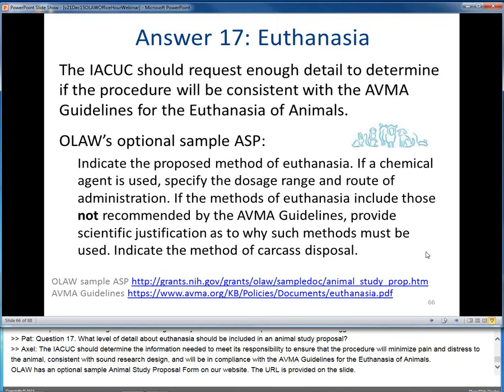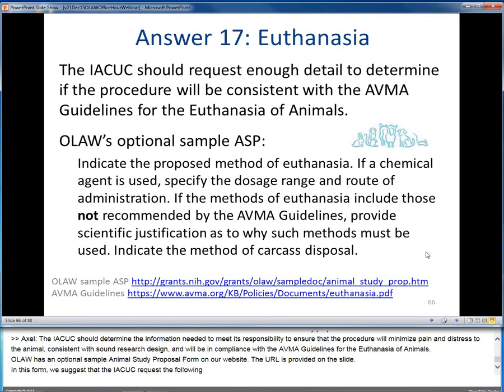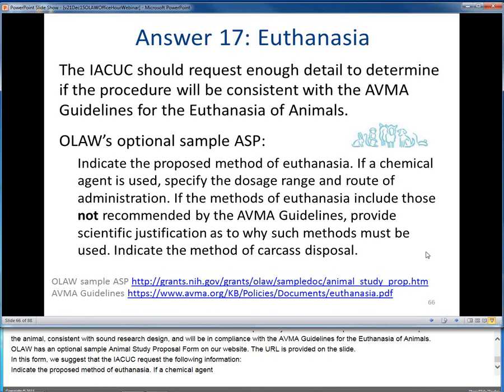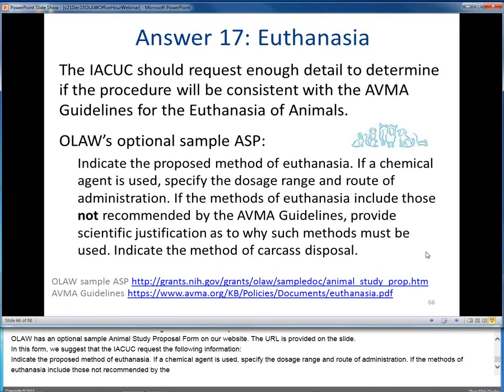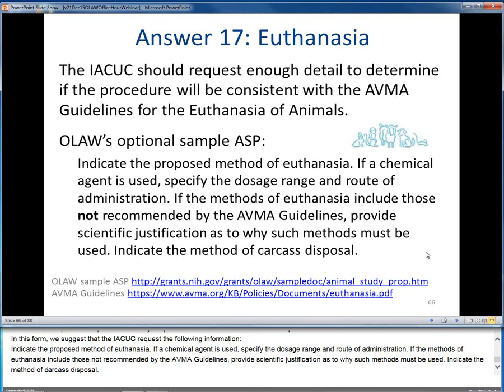In this form, we suggest that the IACUC request the following information. Indicate the proposed method of euthanasia. If a chemical agent is used, specify the dosage range and route of administration. If the methods of euthanasia include those not recommended by the AVMA guidelines, provide scientific justification as to why such methods must be used. Indicate the method of carcass disposal.